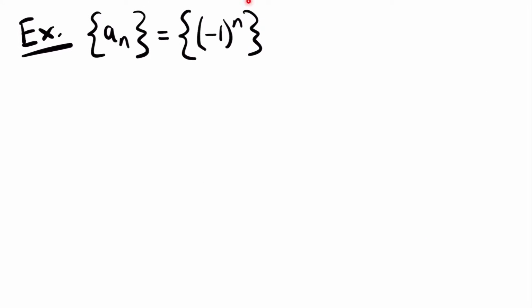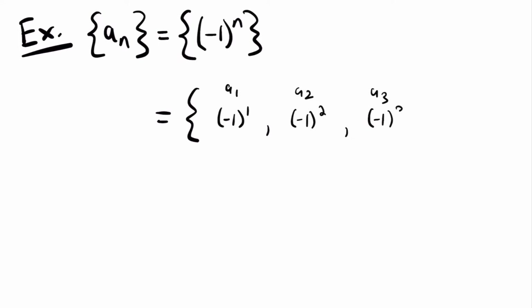Now here's another example. We have the sequence a sub n equal to negative 1 to the power of n. What is going to happen with this sequence? What will our terms look like? Well, our first term, a sub 1, will be negative 1 to the first power, then a sub 2 will be negative 1 to the second power, then a sub 3 will be negative 1 to the third power, and then a sub 4 will be negative 1 to the fourth power, and so on.